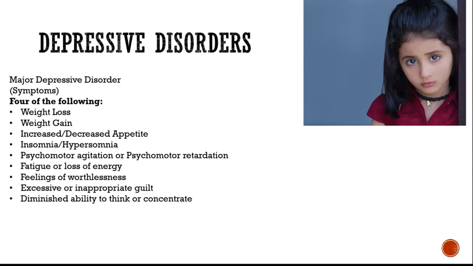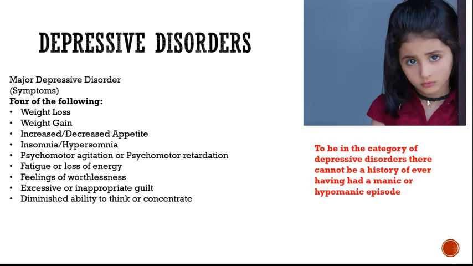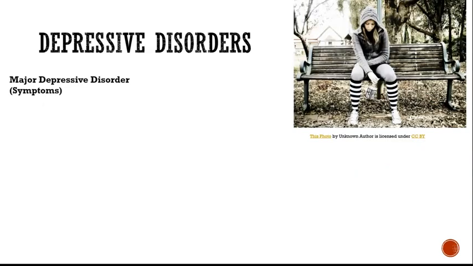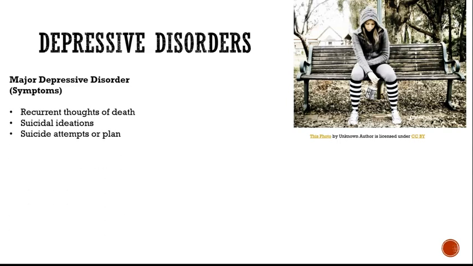Now, for a child to have a diagnosis of a depressive disorder, it has to be in the category of depressive disorders. There cannot be a history of ever having a manic or hypomanic episode, which we will talk about a little bit later in this lecture. So when we talk about depressive disorders and their symptoms, they may have recurrent thoughts of death. They may have suicidal ideations. They may have suicide attempts or a plan. They may have social withdrawal.